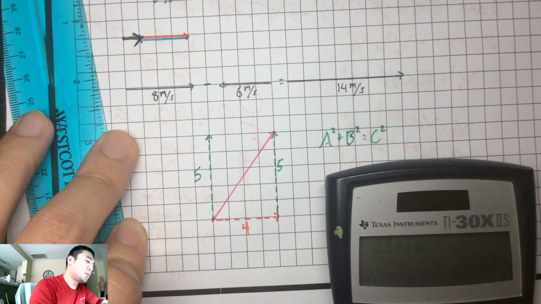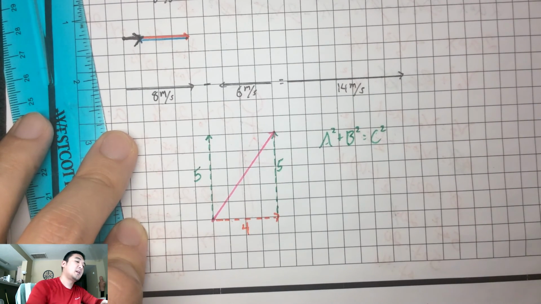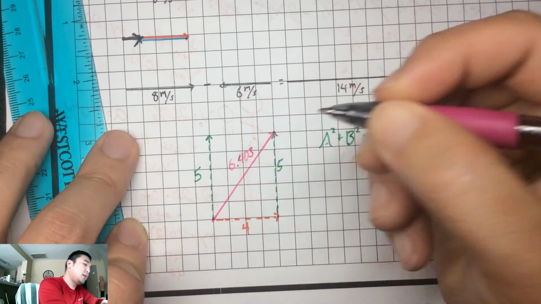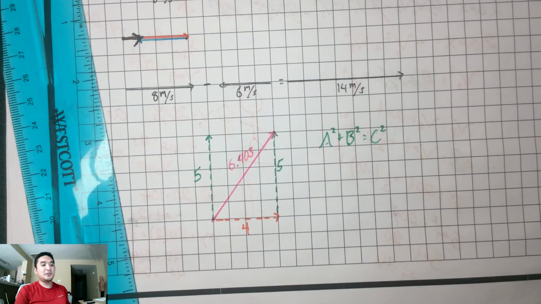And we're going to square root that. It's not going to be very nice. It's going to be 6.403. So this is 6.403 as far as the length of that vector goes.